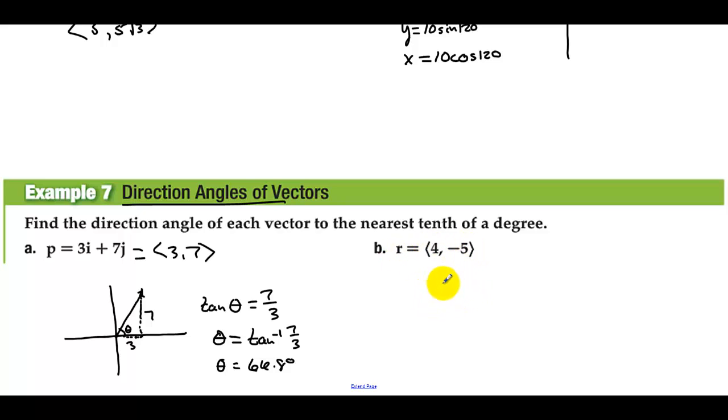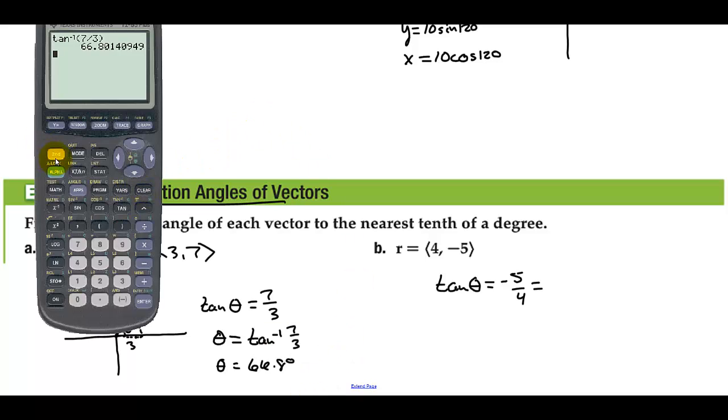Let's try the same thing with letter B. We have 4, -5, and the tangent of theta is equal to y over x, or sine over cosine. We have -5 over 4, and when we plug that into the calculator, we get inverse tangent of -5 divided by 4. We get -51.3 degrees.